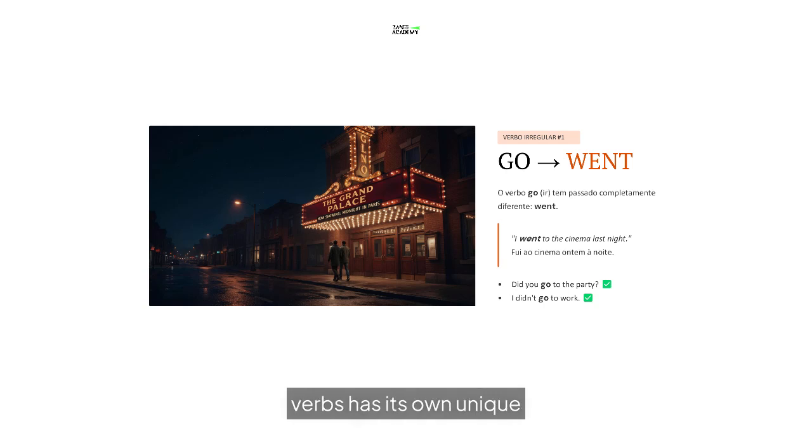Each of these verbs has its own unique transformation, adding richness to your storytelling. By mastering these verbs, you'll be able to express a wide array of past experiences effectively. So, let's dive deeper into our next irregular verb, see, and discover how it can enhance your communication.